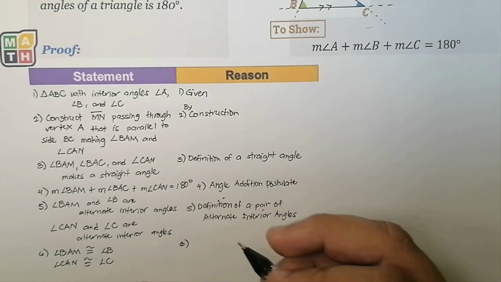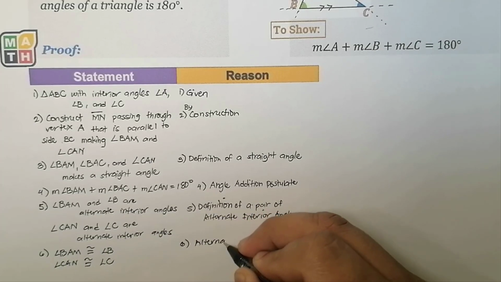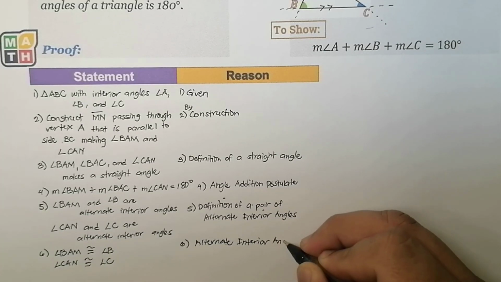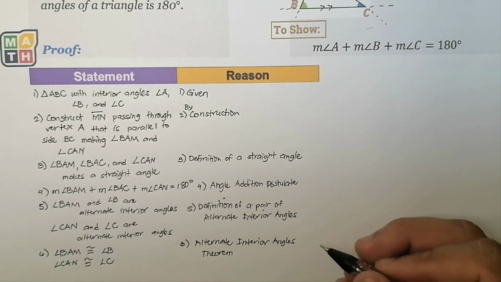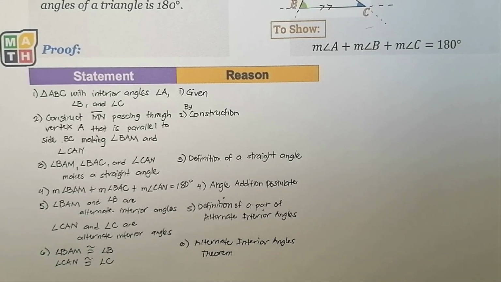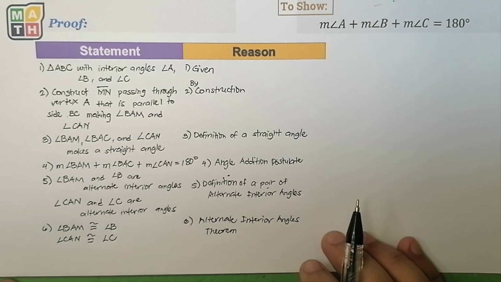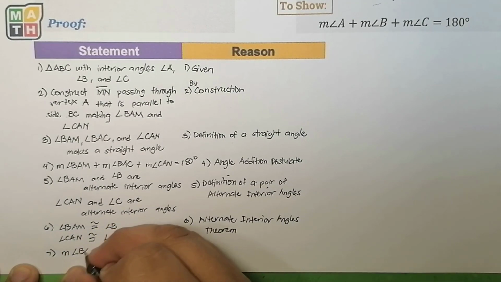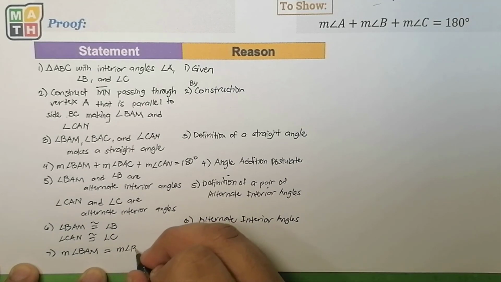This is by alternate interior angles theorem. Okay? Since they are now considered to be congruent, what we can say about their measurement is that the measurement of angle BAM is now equal to the measurement of angle B.